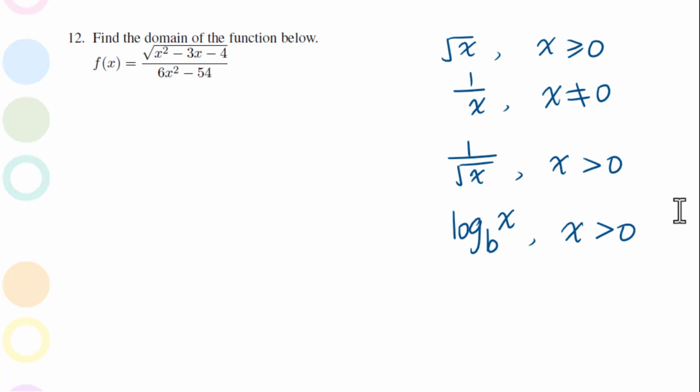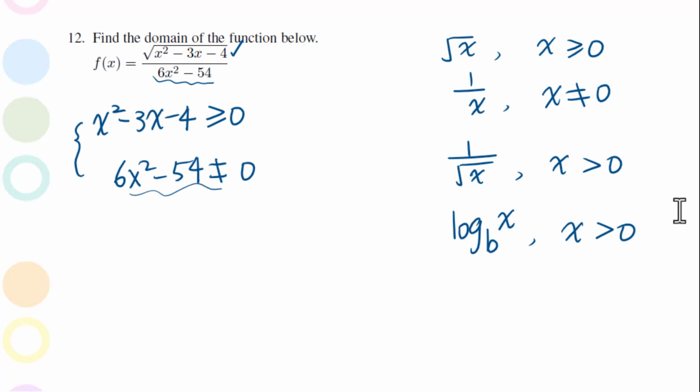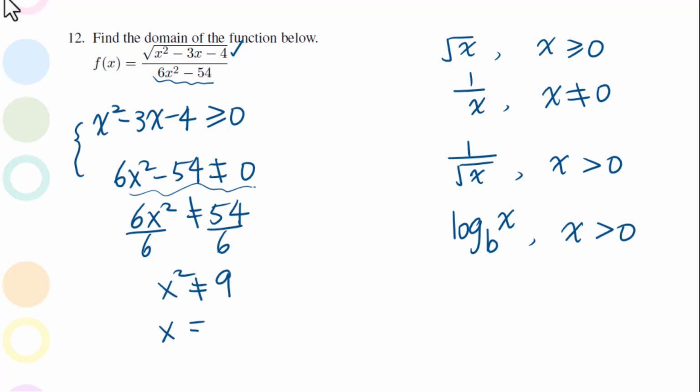For this function, we have a square root: x squared minus 3x minus 4 greater than or equal to 0. Then we have a rational function: 6x squared minus 54 not equal to 0. This way it's easy, so let's figure this out first. Add 54 both sides, then divide by 6. X squared not equal to 9. X not equal to plus or minus 3.